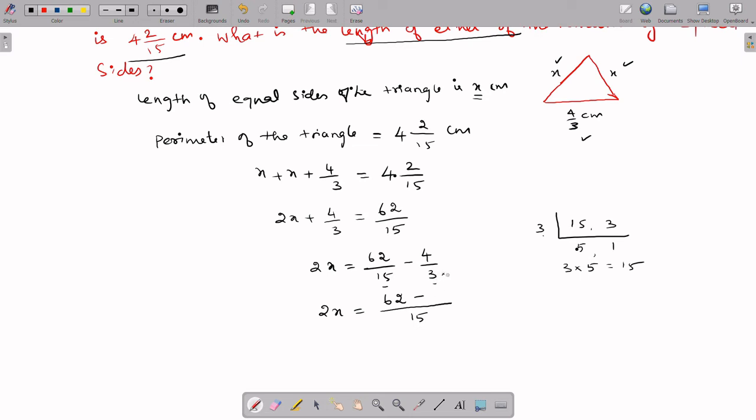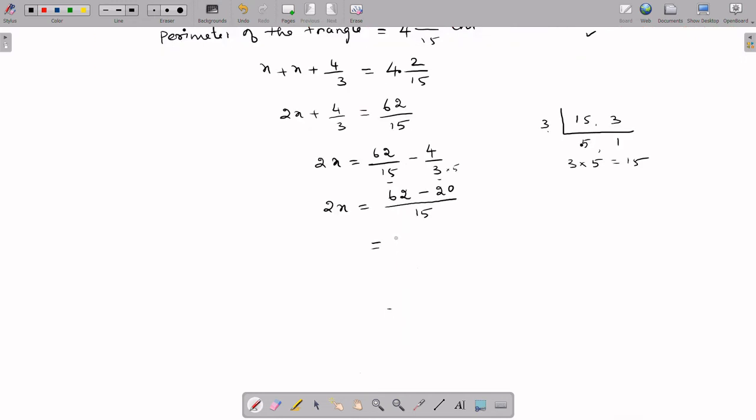How do you make this 3 into 15? You have to multiply it by 5 and you get 15, isn't it? So whenever you multiply, you have to multiply both the numerator and denominator by 5. So the 4 in the numerator also you multiply, 4 into 5, which is 20. 2x is equal to 62 minus 20 divided by 15. 62 minus 20 is 42, divided by 15. 2x is equal to 42/15.